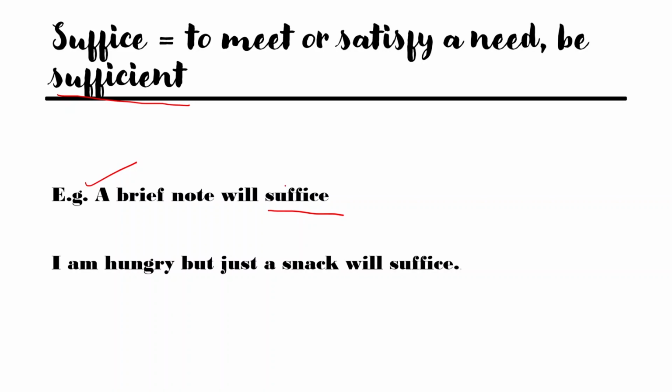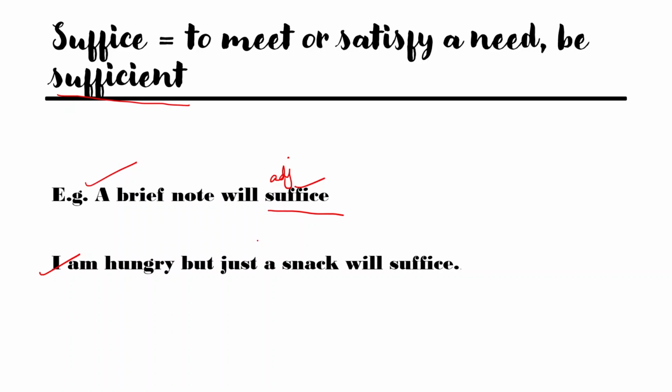If you want to use the adjective of suffice, you can use the sentence as: a brief note will be sufficient. For different styles of writing, for different styles of speaking English, this change you should know. How to use it as a verb and as an adjective. That is the difference.